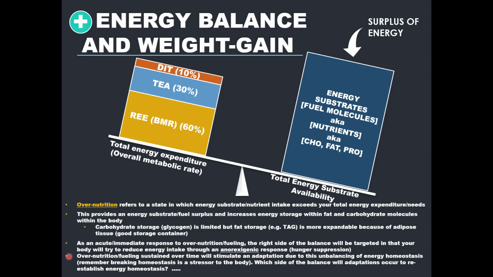We generally know that we will gain weight because the surplus of energy that we consume will be stored up largely in fat molecules, which in turn will be stored mainly in adipose. The question is, how does our body adapt to this stressor of a positive energy imbalance sustained over time? How does it reestablish energy homeostasis if the acute anorexigenic response does not successfully reestablish energy homeostasis? Which side of this balance do you think will be targeted?